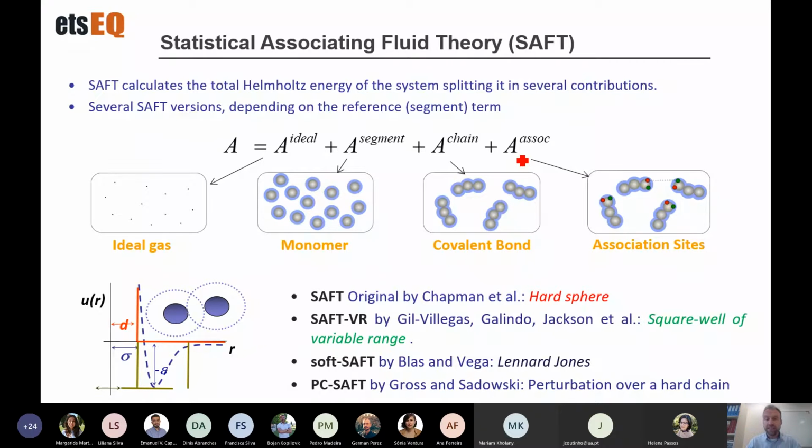You will find in the literature many different names that result confusing. SAFT-BR, SOFT-SAFT, PC-SAFT. You have to consider that the main difference is the intermolecular potential that is selected here in order to consider the interactions between the molecules, okay? In this presentation, I will show results with SOFT-SAFT that uses a Lennard-Jones intermolecular potential, okay? There are some minor differences. PC-SAFT is using a perturbation over the chain, not over the segment, but in general terms, this is the main difference between SAFT versions.